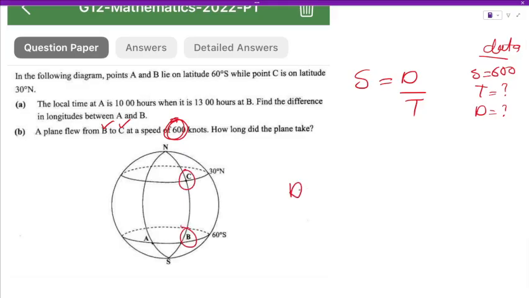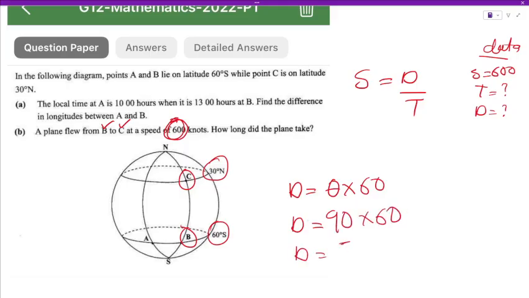We said distance is equal to theta times 60. So distance will be equal to, what is your theta? Your theta is going to come from the difference in latitudes. So north, south, we add 60 plus 30, that's 90, times 60. We multiplied this value recently, and that gave us 5400.